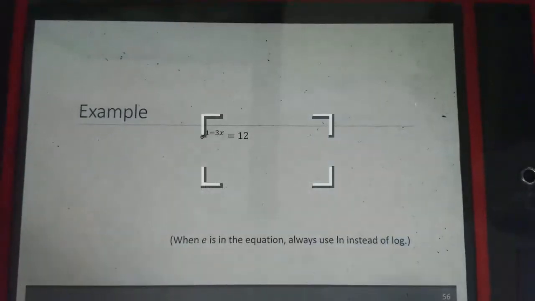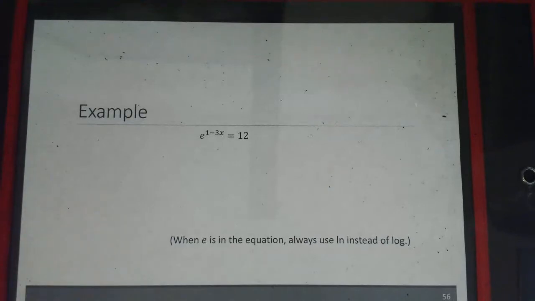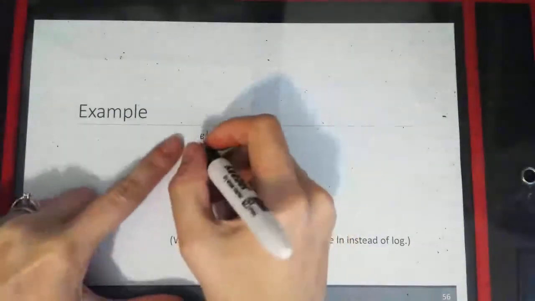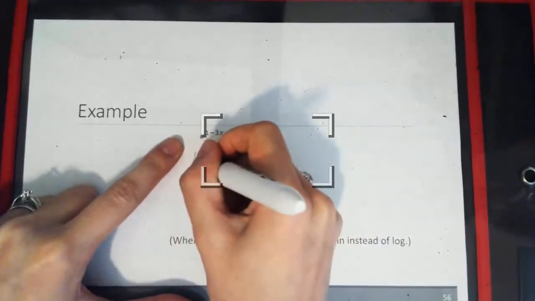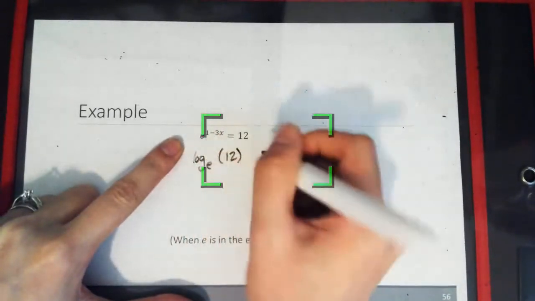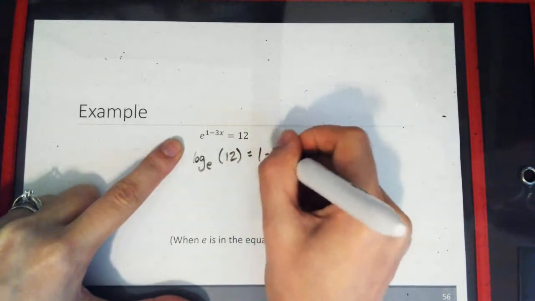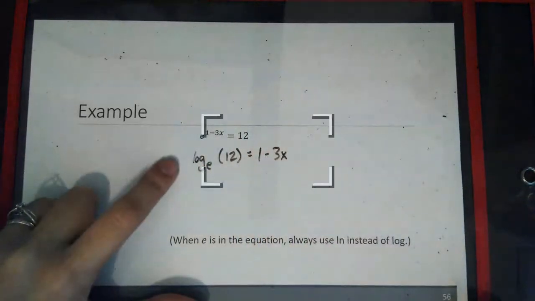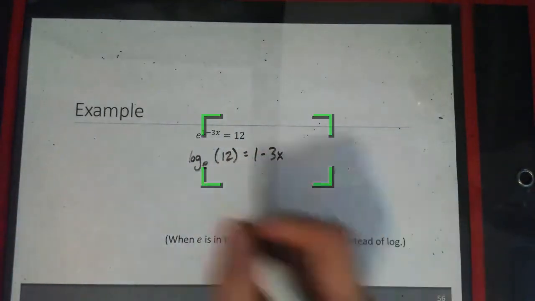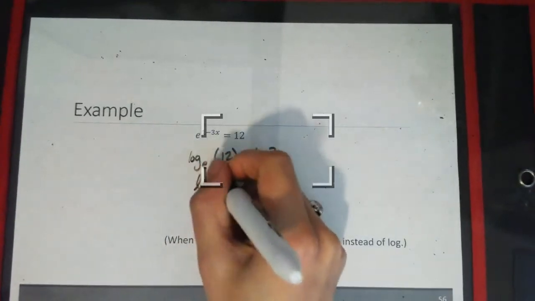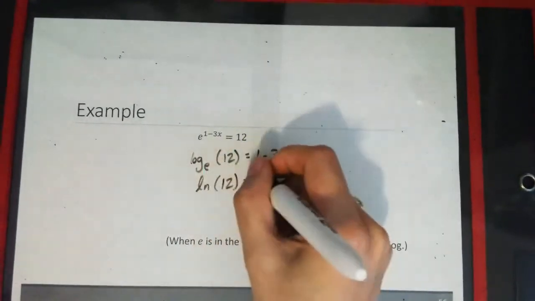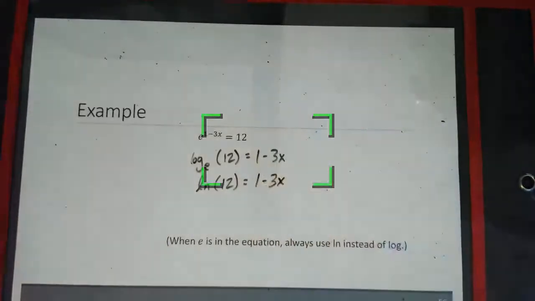We're going to try one more of these. We have e raised to the 1 minus 3x power is equal to 12. If I put this into logarithmic form, I will have log base e of 12 is equal to 1 minus 3x. But wait a minute, log base e, that's natural log. So what I'm really looking at is the natural log of 12 is equal to 1 minus 3x.